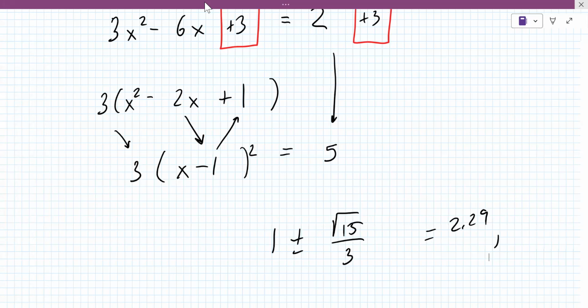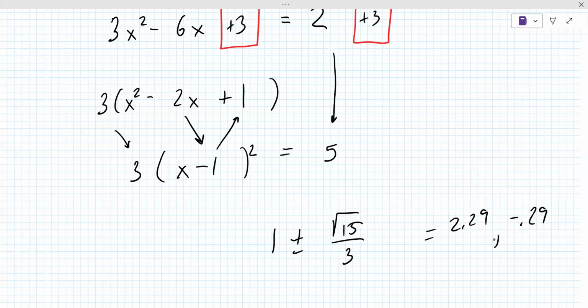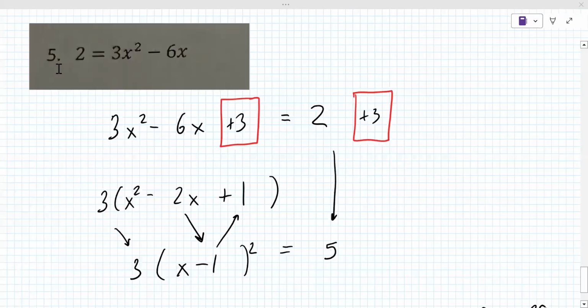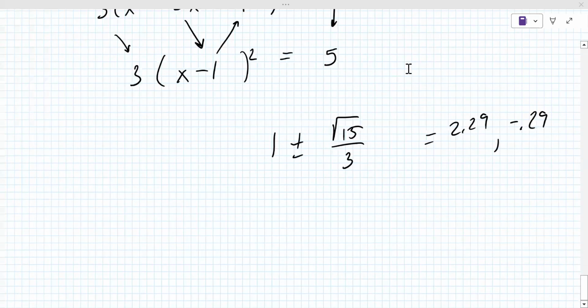I got negative 0.29. Yes, very good. All right, new problem here. What did we just finish? All right, so we're going to do 6 next.